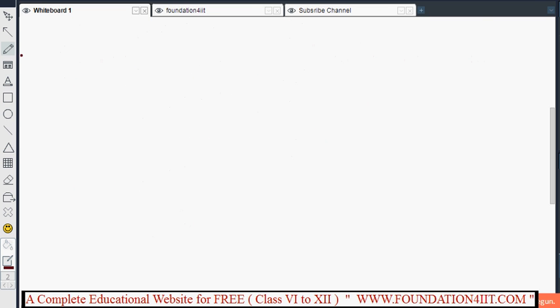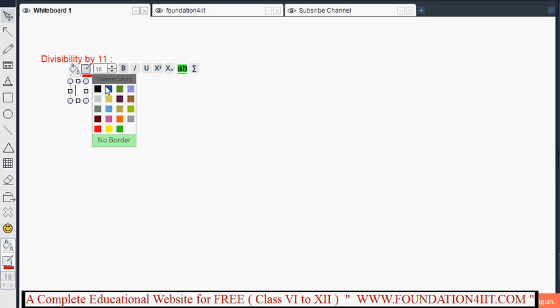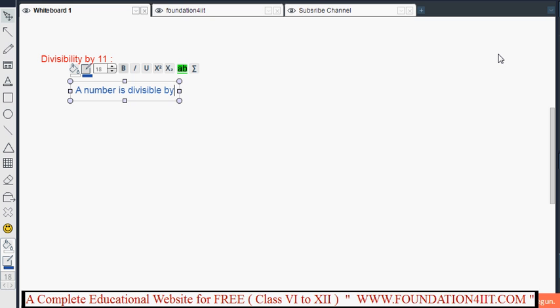Okay, one more, the last one. Divisibility by 11 you will see now. Divisibility by 11. So what numbers are divisible by 11? Now I will write here the rule. A number is divisible by 11.